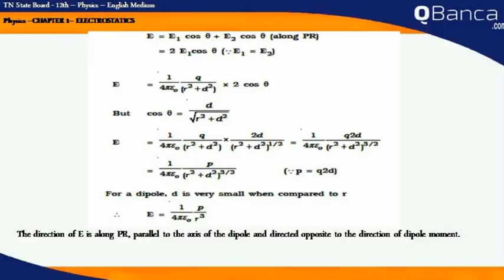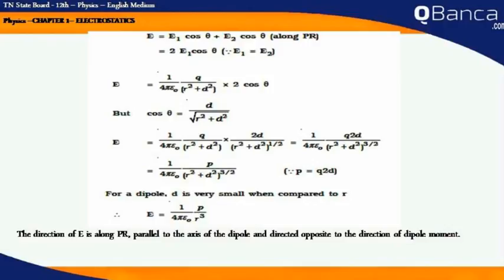We know that E is equal to 1 by 4 pi epsilon naught. Therefore, cos theta is equal to d by root of r square plus d square, which will give E is equal to 1 by 4 pi epsilon naught p by (r square plus d square) the whole power 3 by 2, since p is equal to Q into 2d.